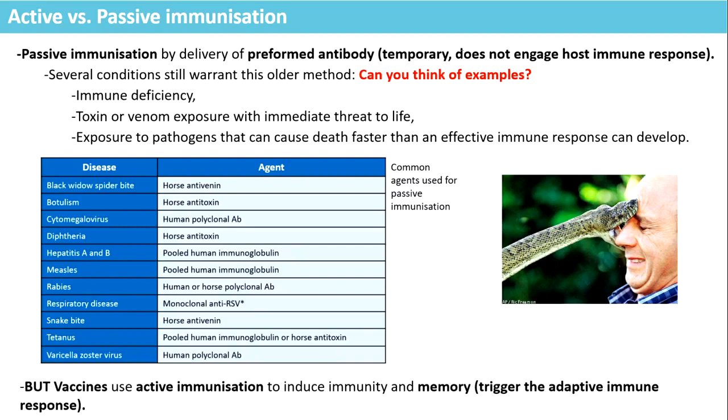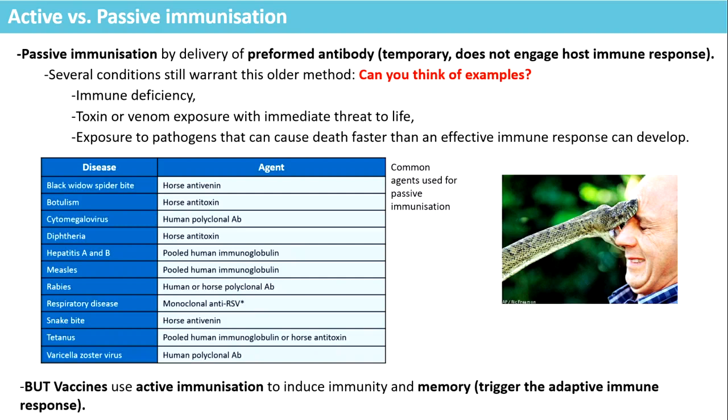So immunodeficiency, obviously we can use it there, but you're probably more familiar with it in the use of antitoxin or antivenom. If you have an immediate threat to life, obviously if you're able to use an antitoxin or antivenom, you can neutralize that before it damages the body. But also exposures to pathogens that would cause death or severe damage quicker than an immune response can be mounted. So if you think about neurons or polio, which actually affects neurons, you really want to avoid that situation from occurring, because obviously you can have paralysis or things like that.